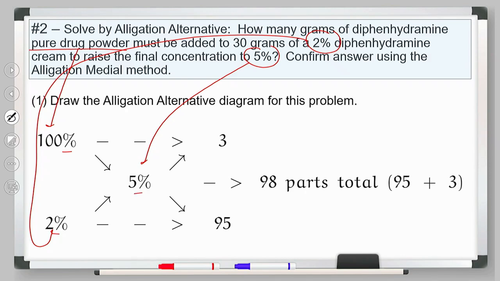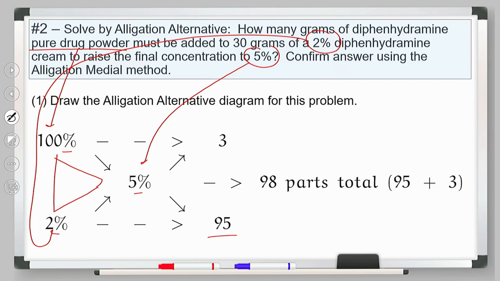Okay? The diagram. High number on top over the low number, and to the middle and to the right, we have our desired concentration, 5%. Now what do we do with that? And this is quick math. Let's cross subtract. So going from the top through the middle down to the lower right, crossing from top to bottom to the right, 100 minus 5 equals 95.